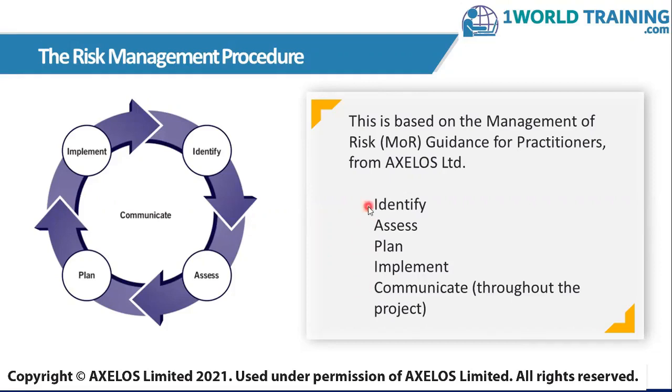So as soon as risks are identified, it may be required to communicate the list of identified risks or the summary of the identified risks. And this is shown clearly in this picture: identify, assess, plan, implement, and communicate throughout. And this is a repeating cycle, which means this is not done just once, but throughout the project.